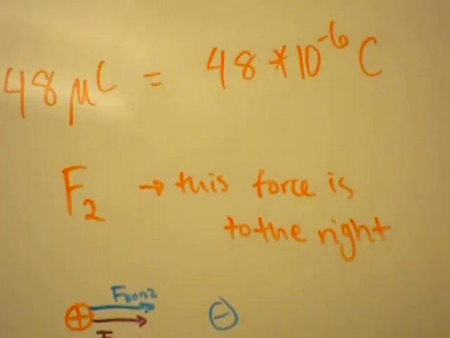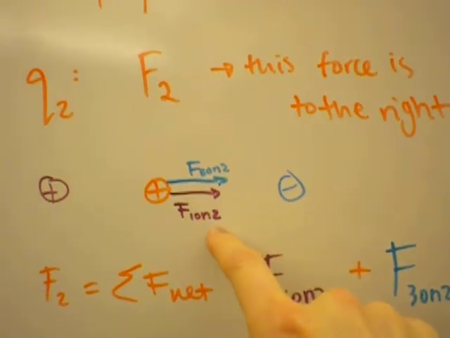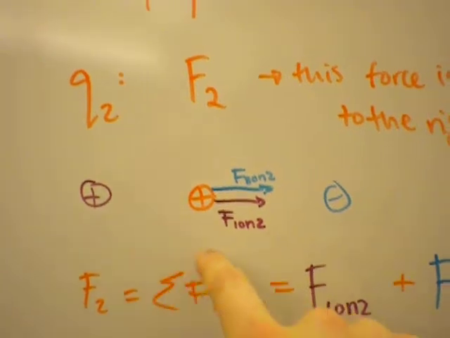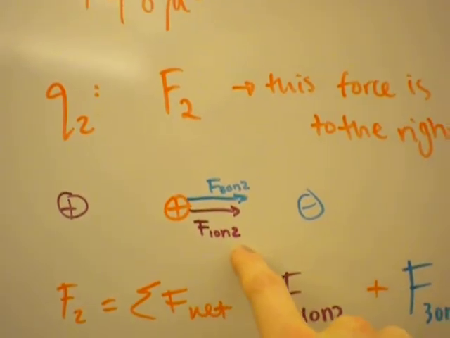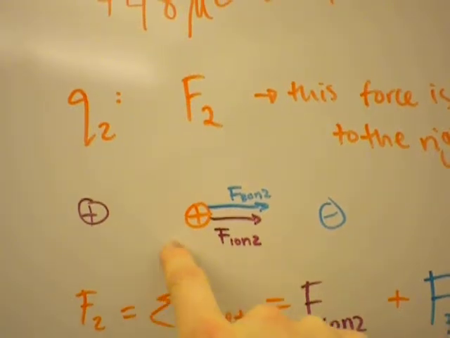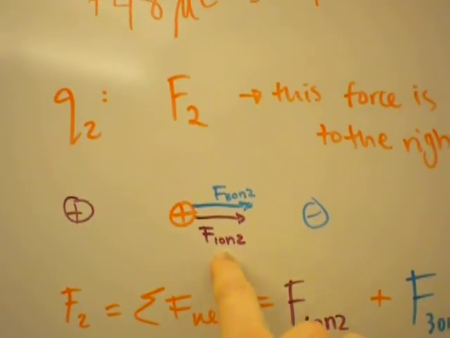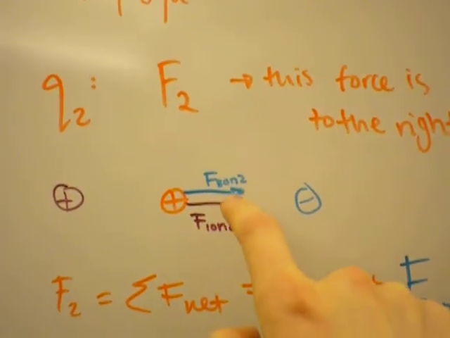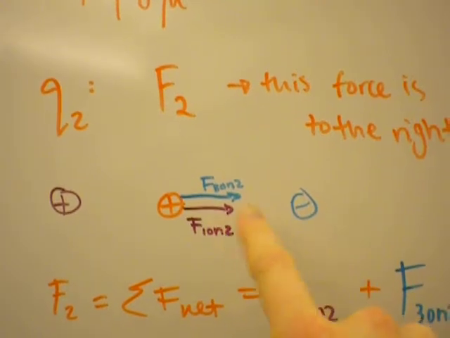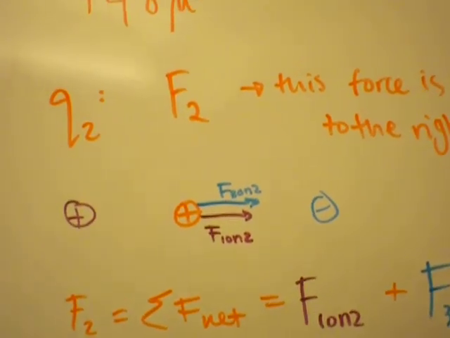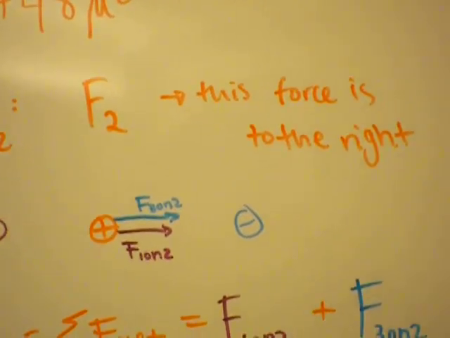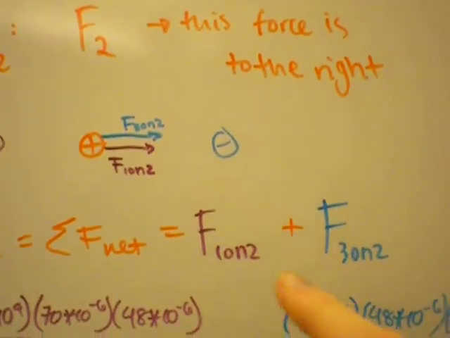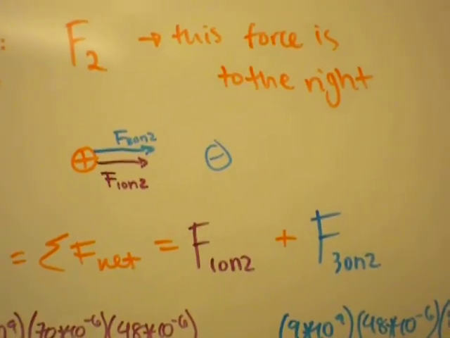Charge number 2 over here, we can say that the force from charge number 1 on 2 is going to be to the right because they're two positive charges and they're going to repel each other. However, there's a negative charge over here, and this is charge 3, so the force of charge 3 on 2 is going to also be to the right because it's positive and negative and they attract. So we can obviously see that this net force is going to be to the right. It makes it a lot easier, and we just add the two forces together to get the net force.